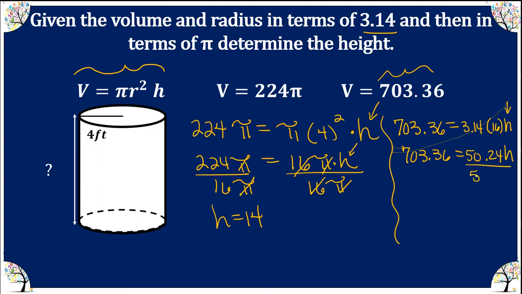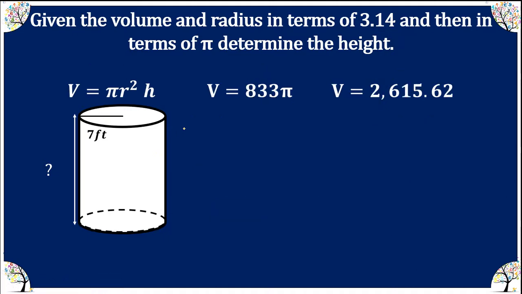Now we're simply going to divide each side by 50.24. So 703.36 divided by 50.24 gives me 14, which it should. So this is how you determine the height in terms of pi, and this is when it's already had 3.14 calculated within it. Okay, let's do one more.